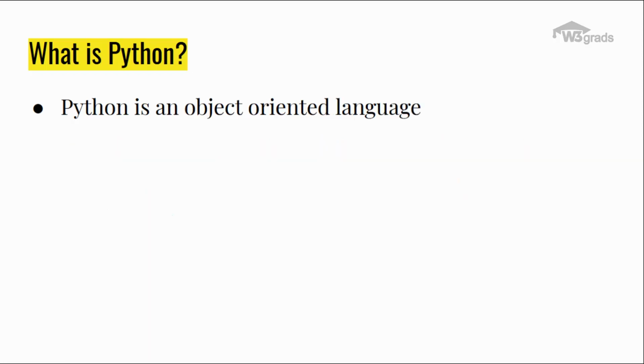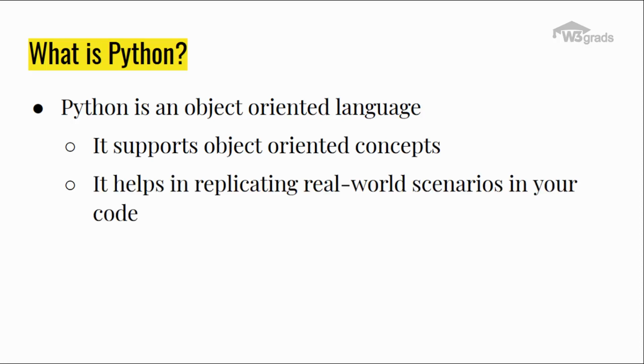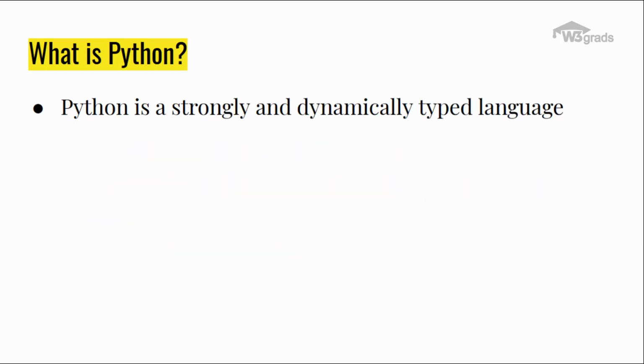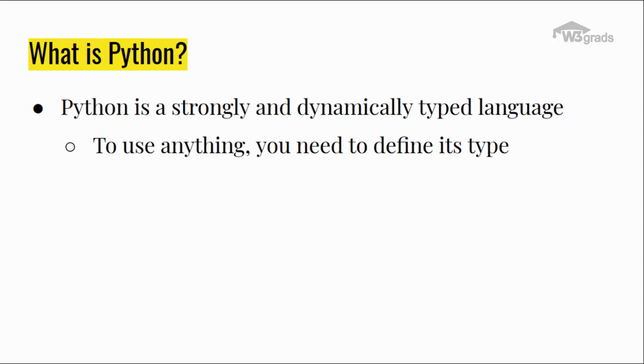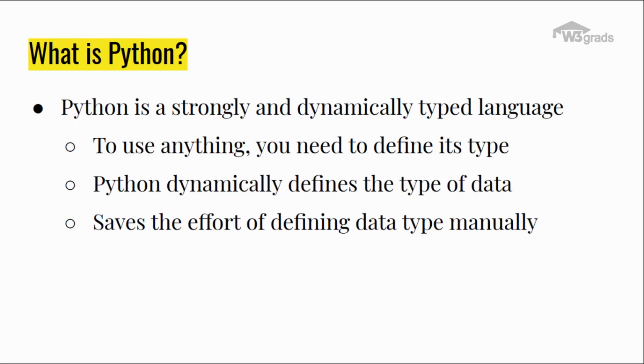Python is called an object-oriented language because it supports object-oriented concepts, which can help you replicate real-world scenarios in your code, and also provide security to them, so that you can obtain a well-made application. Python is a strongly and dynamically typed language. If you have done a bit of programming earlier, then you would know that before using anything, you would need to initialize it, and define a type for it. Python does all of this dynamically, and saves you from defining the type of the data, unlike Java, where you have to specify the data type for every single entity that you create.